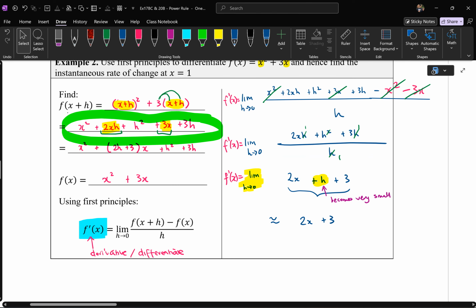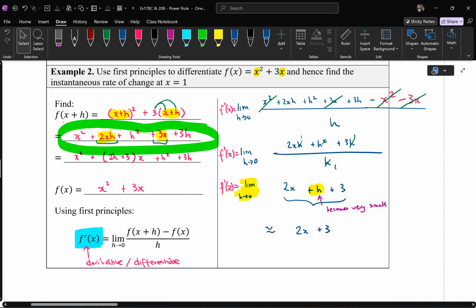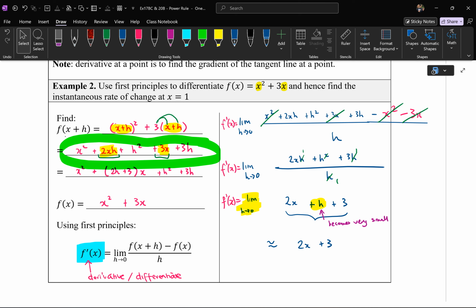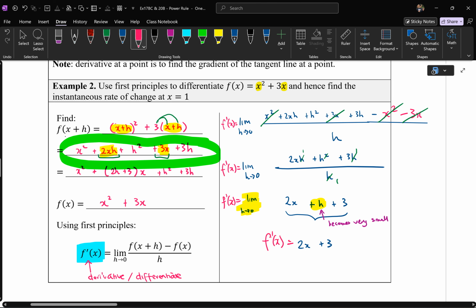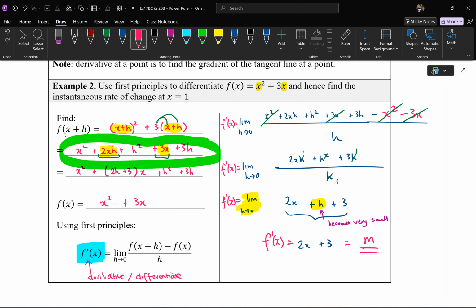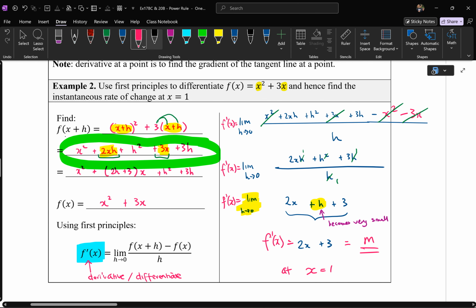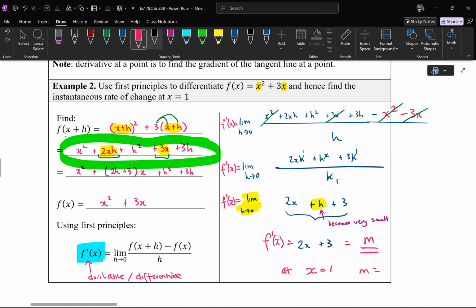But remember, we're trying to find a gradient, so shouldn't it have an answer? Shouldn't it just be one number? So, where did you want the number? It said find it at 1, when x equals 1. So this is the rule. This is your derivative. So f dash of x equals this, but this is to find the gradient. Back in year 9, you needed 2 points. We didn't use 2 points. We used the theory, and we only need x equals 1 to find what m equals.